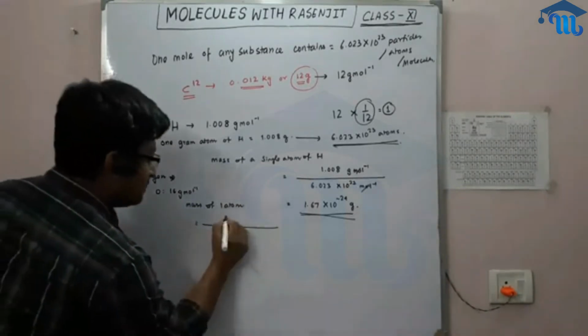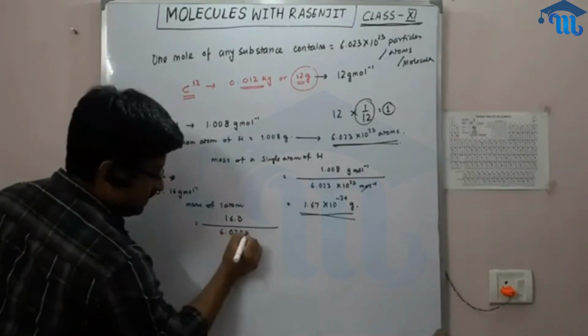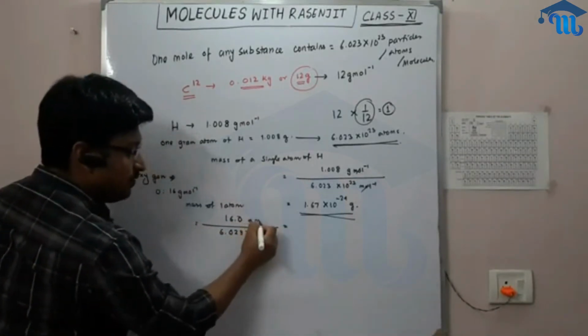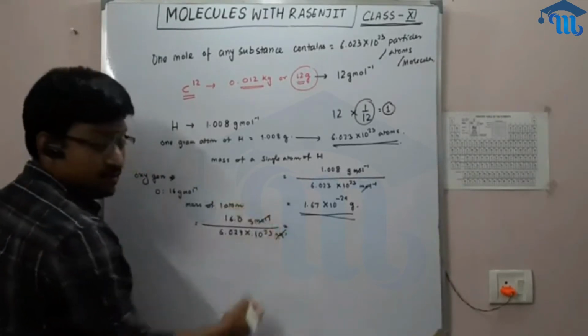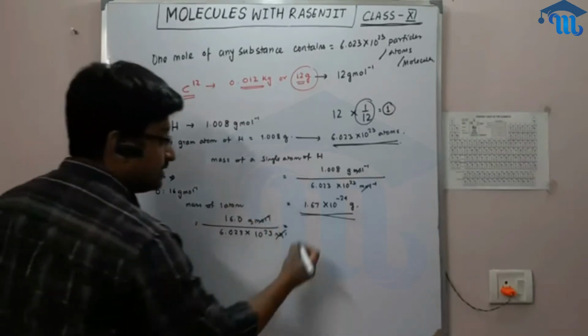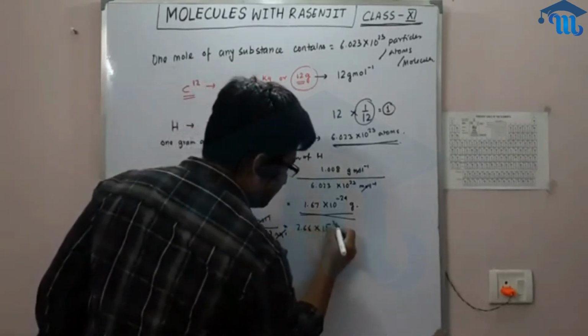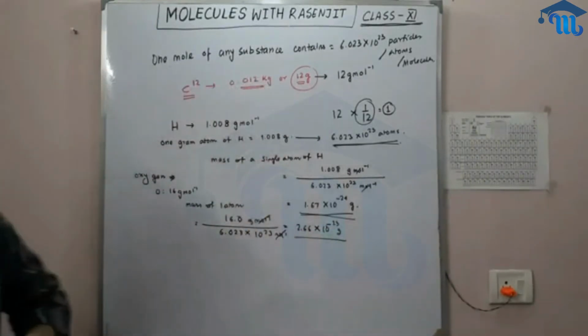It is 16 by 6.023 into 10 to the power 23. So how much is coming? This is gram mole inverse and this is mole inverse. Mole inverse will cancel out. So the mass is 2.6 into 10 to the power minus 23 grams. So you can easily calculate this one.